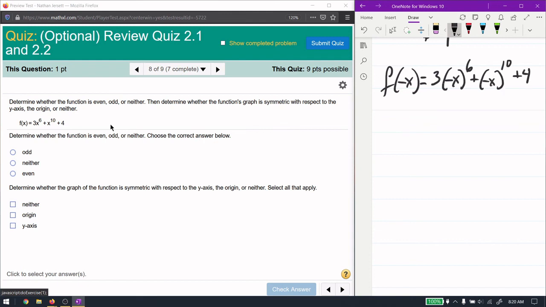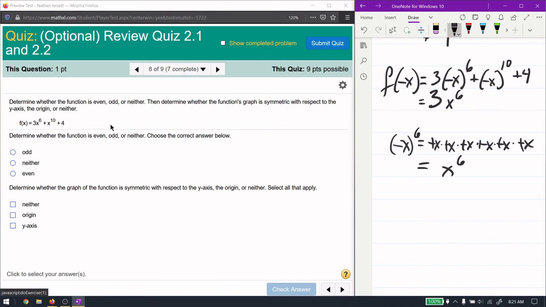So here we have 3 times -x to the 6th. Same thing as -x times -x times -x times -x times -x times -x. 2 negatives cancel. These 2 cancel, and then these 2 cancel. And now there's no more negatives, so we have x times x times x times x times x times x. That's just x to the 6th. So -x to the power of 6 is the same thing as x to the power of 6. We have 3x to the power of 6.